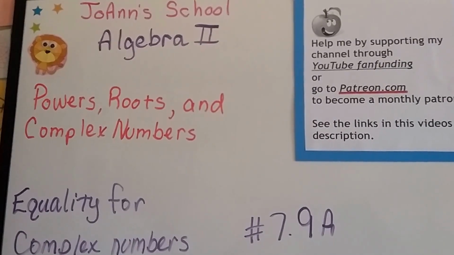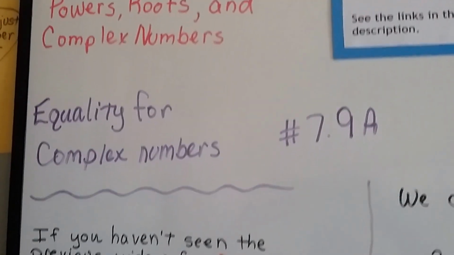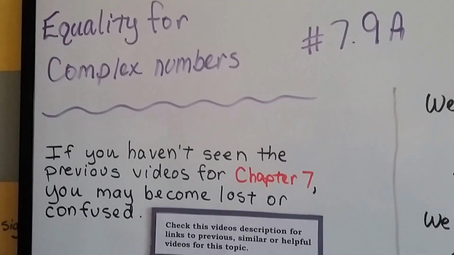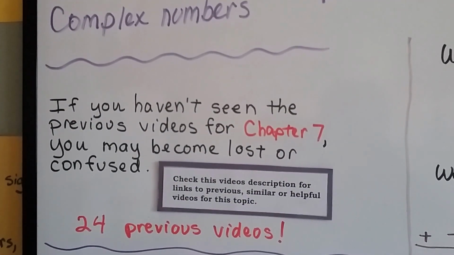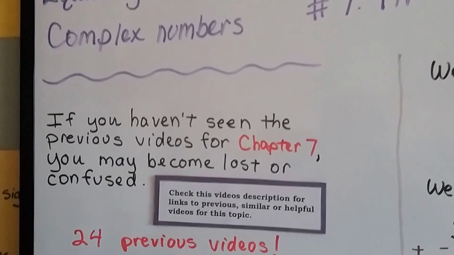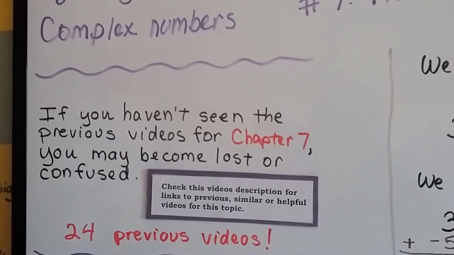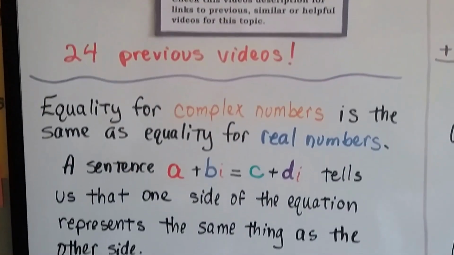We're in Algebra 2 with 7.9a, and this is equality for complex numbers. So the videos for Chapter 7 are piling up. We have 24 previous videos now, and we have 6 previous videos talking about imaginary numbers i. If you haven't seen those, or if you get lost during this video, you can go to the description and click on the ones you've missed.